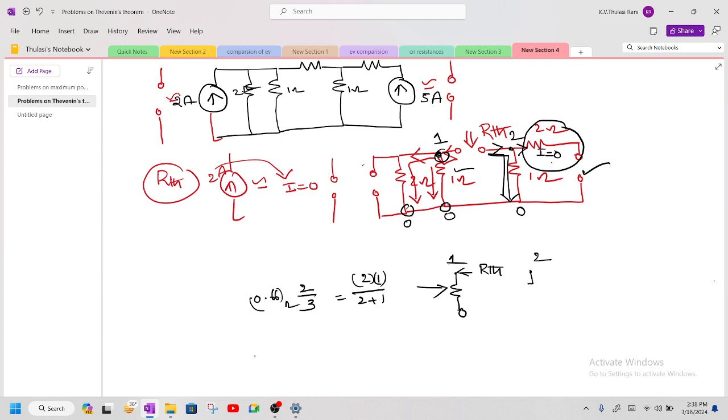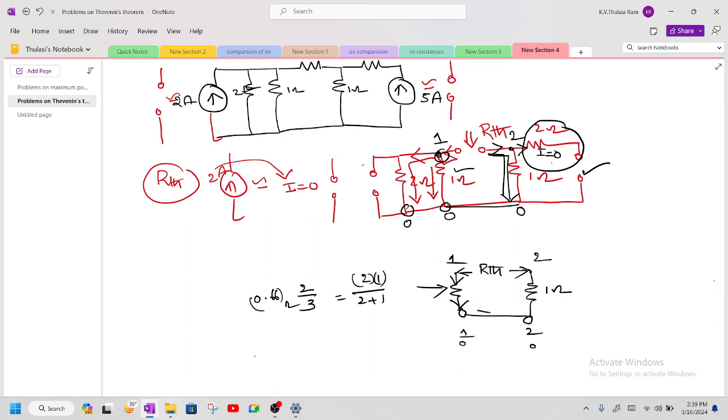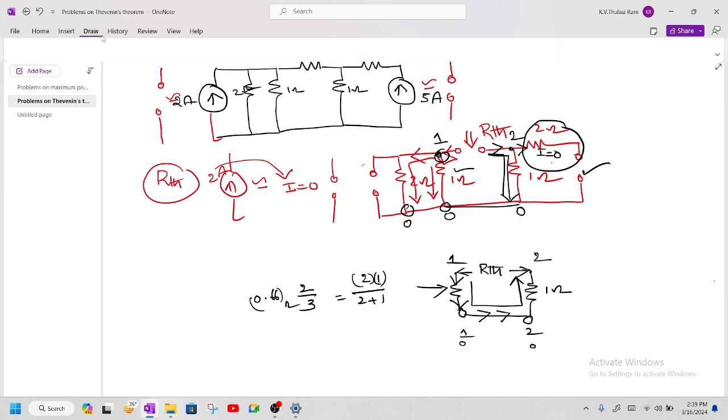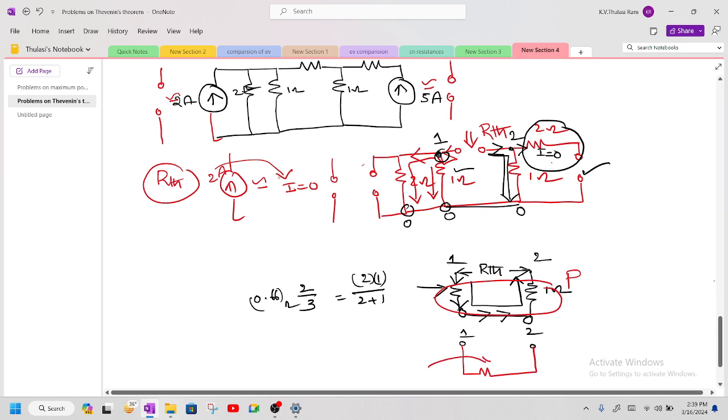So from 2 to 0, you have only a 1 ohm resistor, and these zeros are joined. This 0 and this 0 are going to join, and you require the Thevenin resistance between these two branches. So the Thevenin resistance between 1 and 2 is, you see here, just take the current. The current flows in this branch like this, and I can say that there is no division of current. Then these two branches are connected in parallel. So between 1 and 2, you are going to get one resistor, and already these are connected in series.